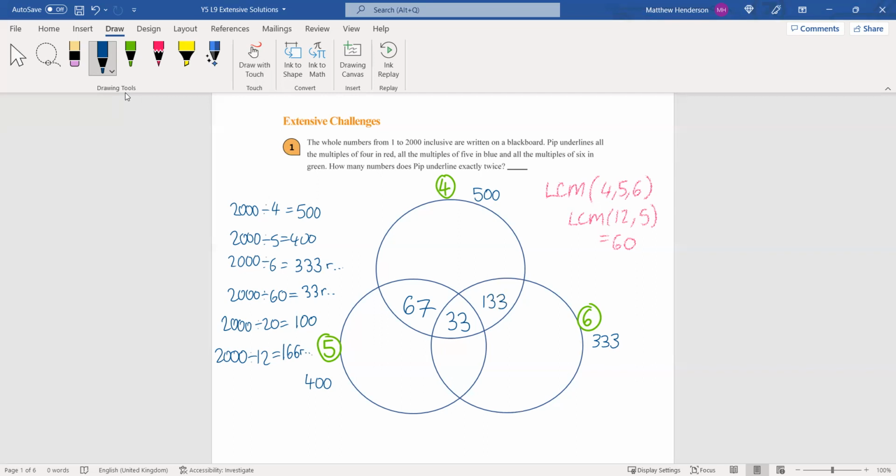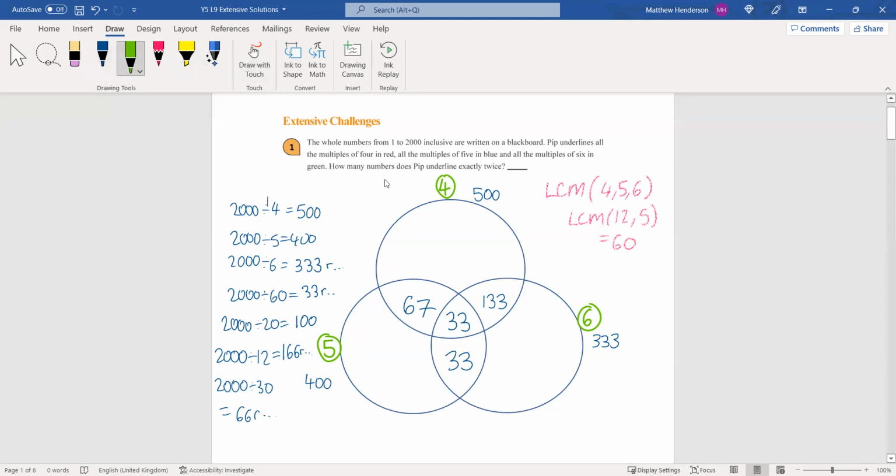And finally, we've got multiples of 5 and 6. Okay, for a number to be a multiple of 5 and 6, it needs to be a multiple of 30. I'm going to divide my 2000 by 30, which gives me 66 with a little remainder, but 66 multiples in total. Now, as 33 of those are also multiples of 4 appearing in the top circle, I'm going to subtract to find that there are 33 that are just multiples of 5 and 6.